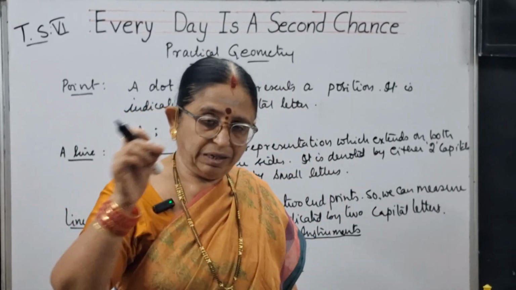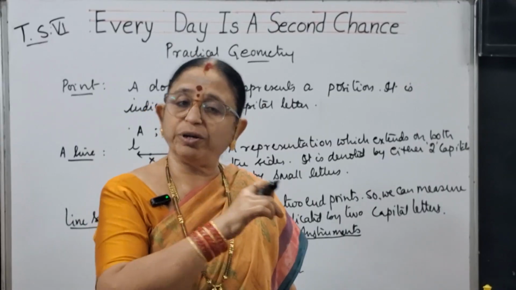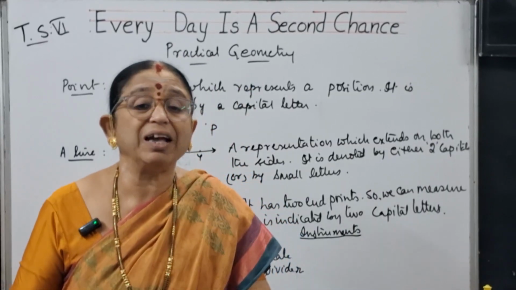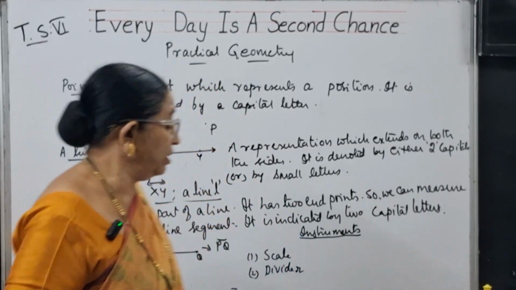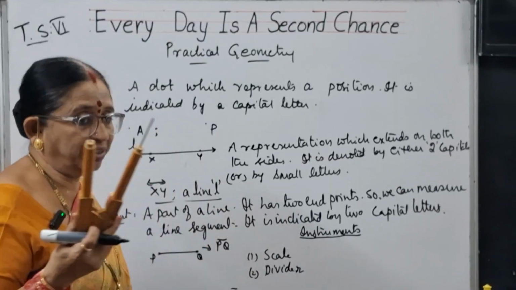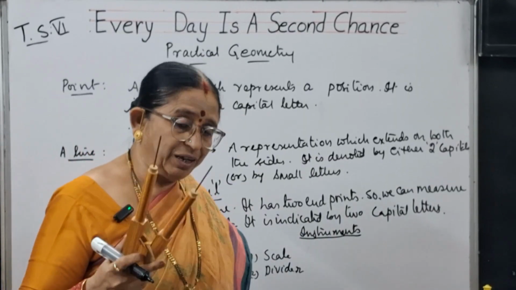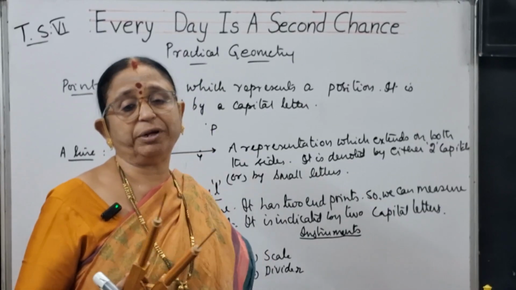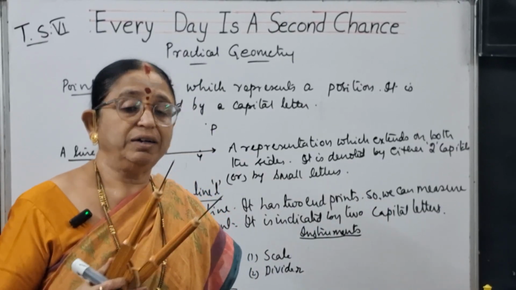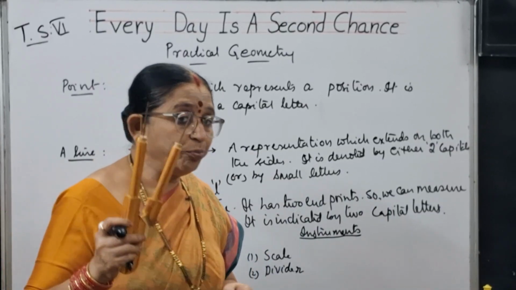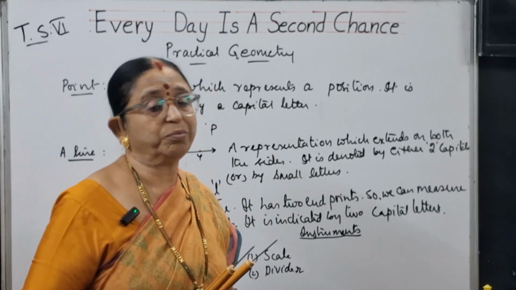So just keep those two holes as the 2 points and join them. You will be getting the same line segment which is given to you. So this is the instrument which is used to either draw a line segment, or it is also used to measure the length of the line segment.